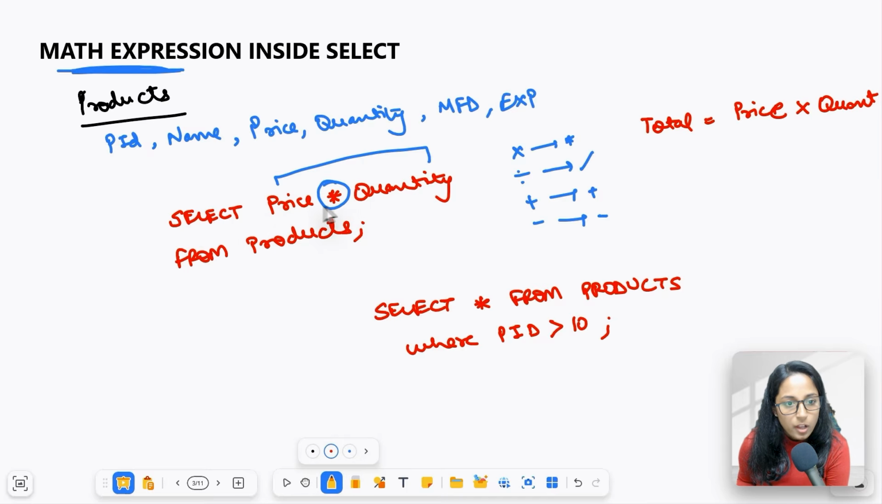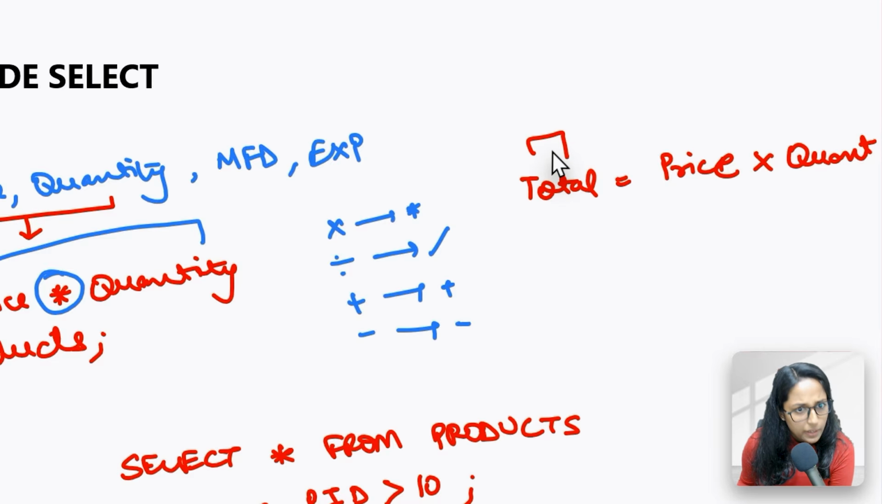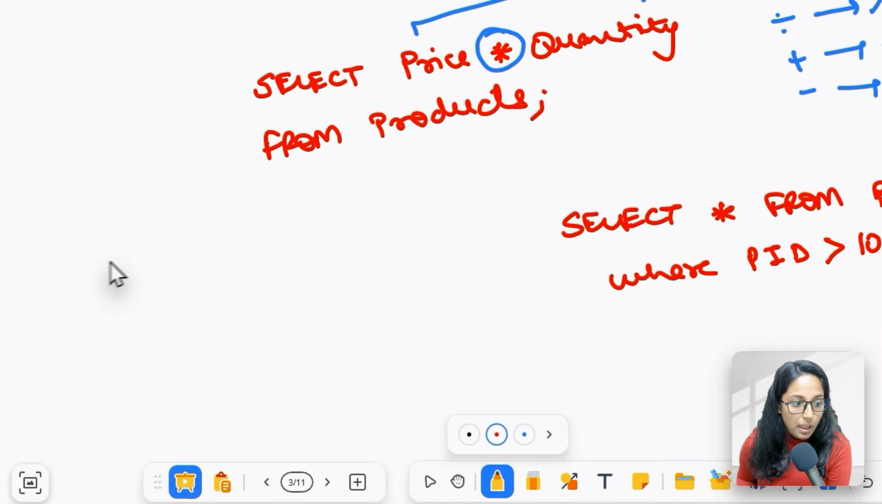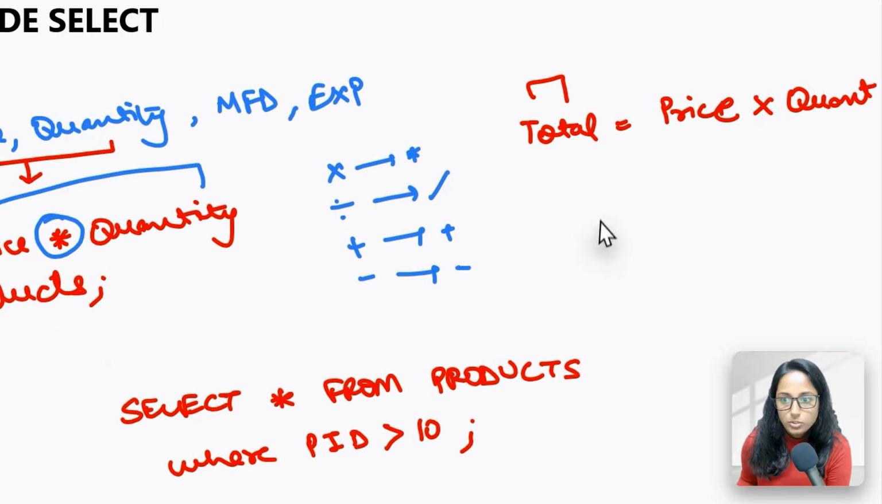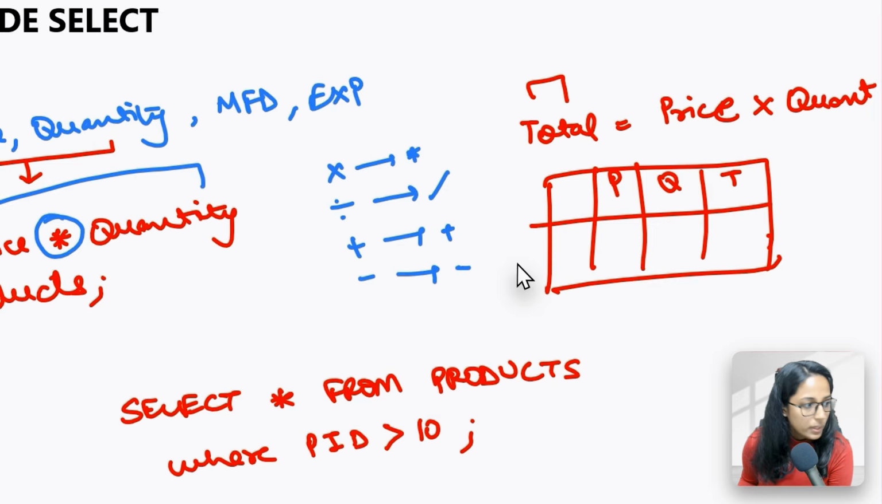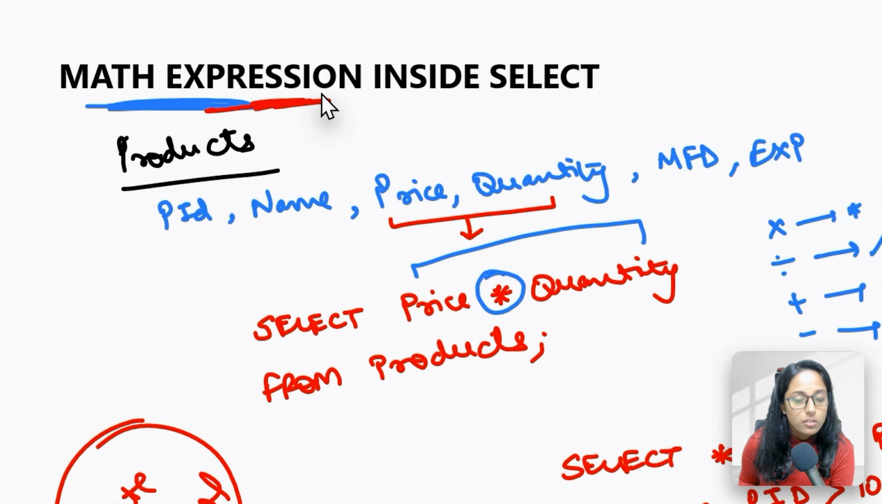But if you see, we tried to combine two columns into one and represent it as total, but we have not actually created the column here. How to create the column, we will see in the next slide. Because for example, my current table is this, right? So here we have price, we have quantity, and here I want total. So how to achieve it? That we are going to cover next. But I hope how we can use the mathematical expression is clear for you.